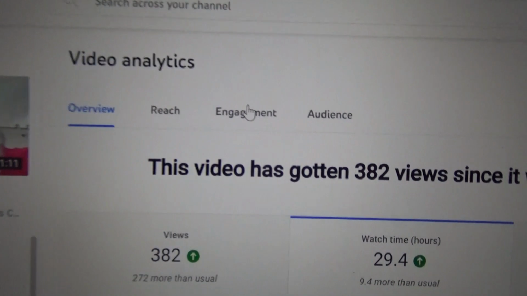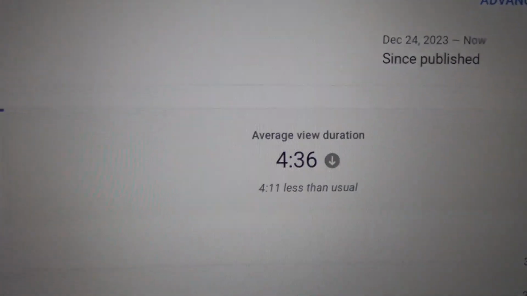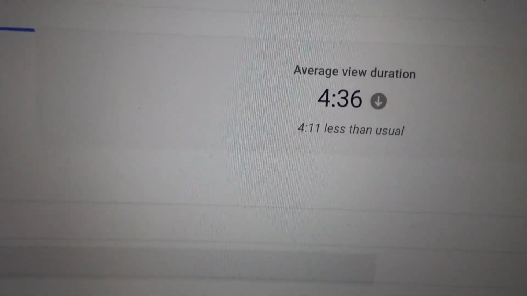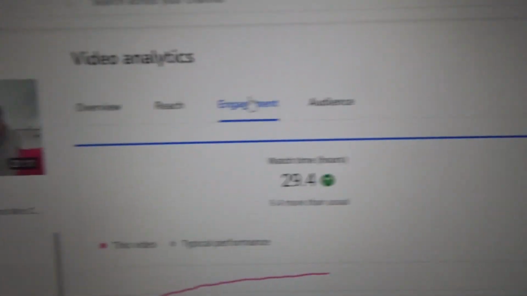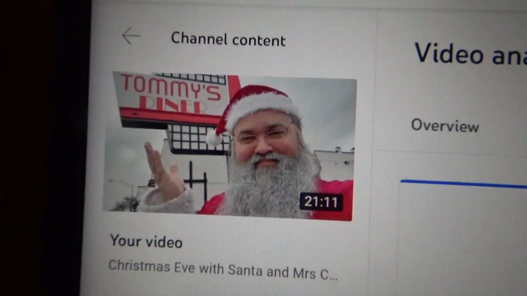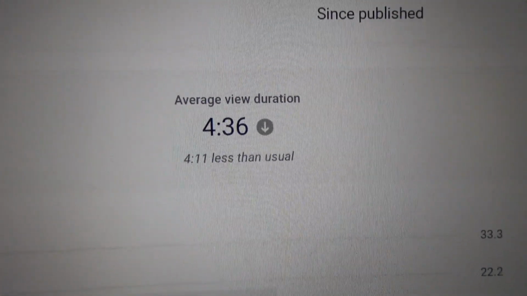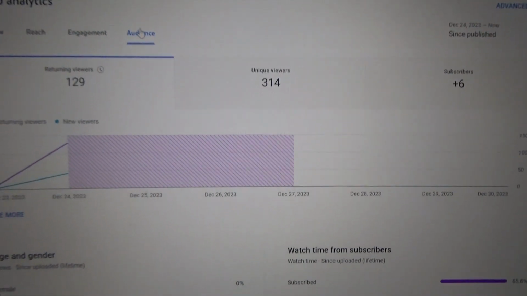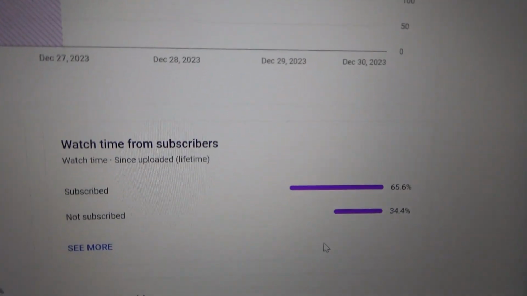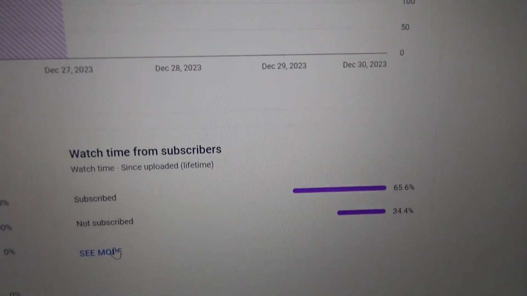But again, if we go into our engagement tab and look at this, the average view duration is 4 minutes and 36 seconds, which is like half what our average view duration usually is. Especially since this is a 21-minute video, that means the average watch time is less than a quarter of the video, which is impressively bad.